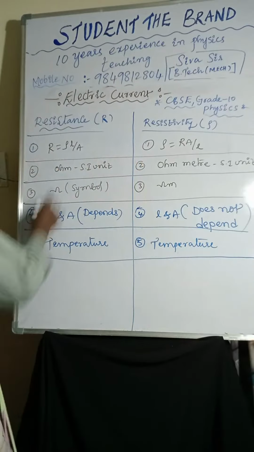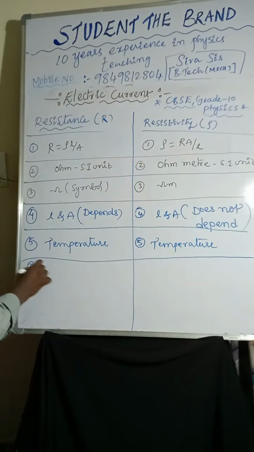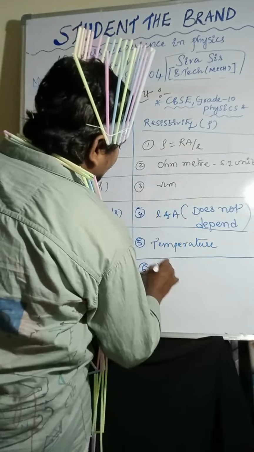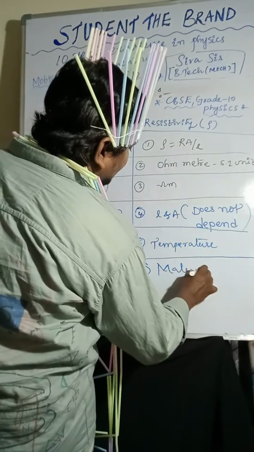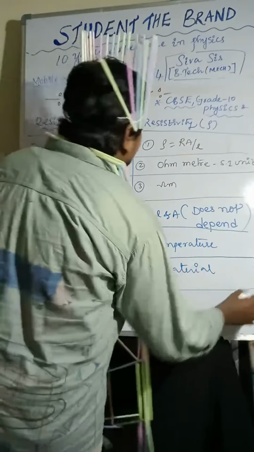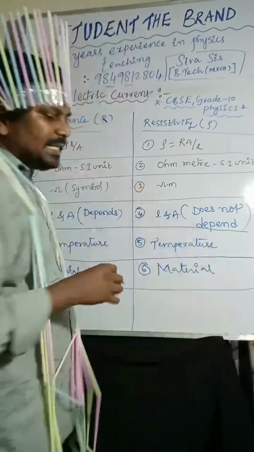Resistance depends on the material of the conductor. Resistivity also depends on the material of the conductor. Is it clear? So this is about resistance.